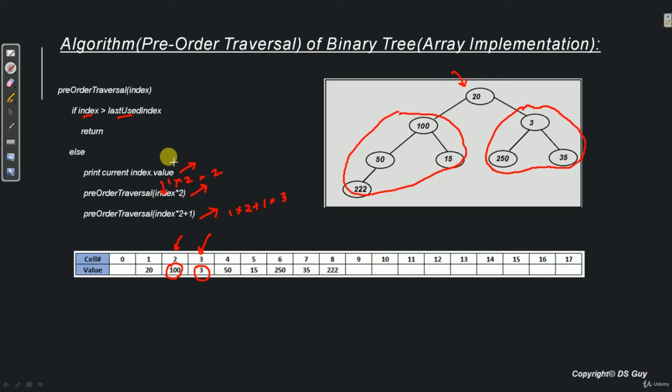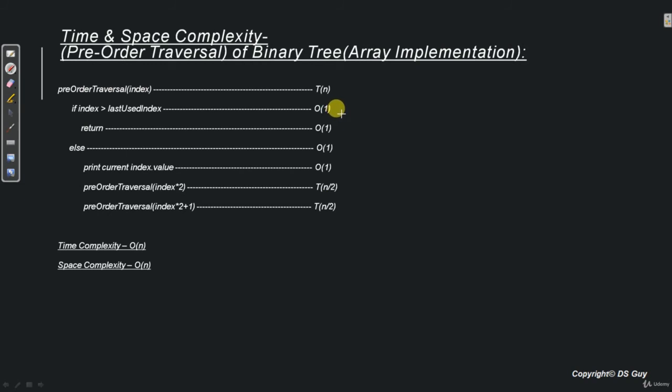Now let's see what is the time and space complexity of this algorithm. So comparing the index with last used index is a constant time operation, returning is a constant time operation, else is a constant time operation, printing a value is a constant time operation. Now here we are doing a recursive call which will divide the original tree into exact two halves. Hence the time complexity for this becomes T of n by 2, assuming that the original algorithm will take T of n time. Similarly, this recursive call also will be T of n by 2 time.